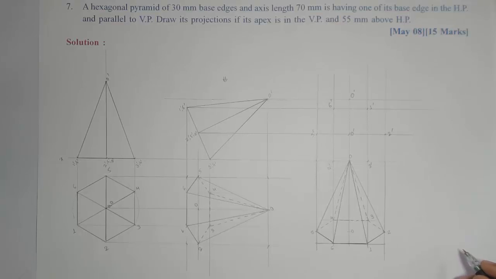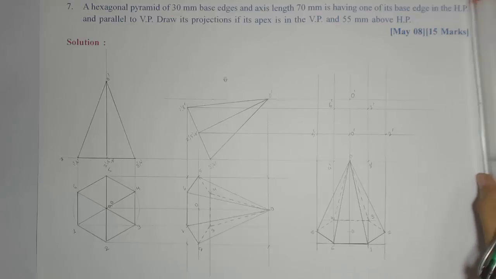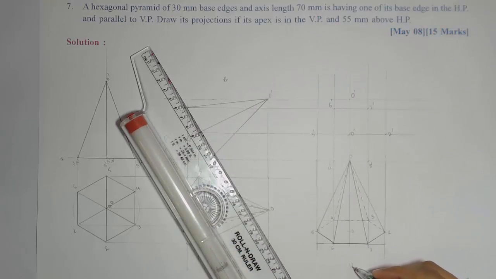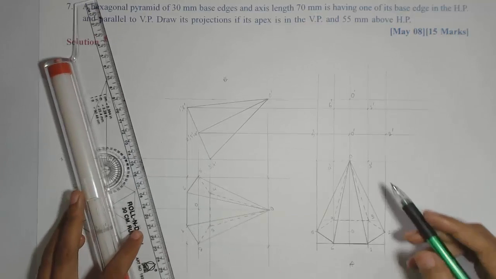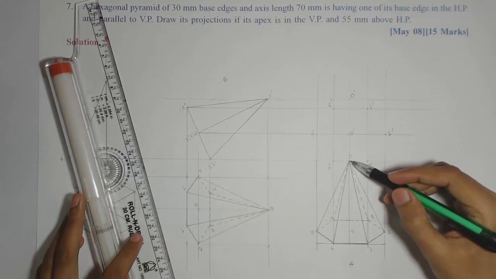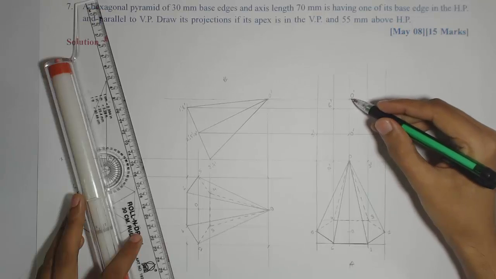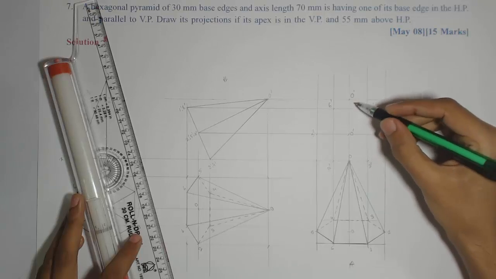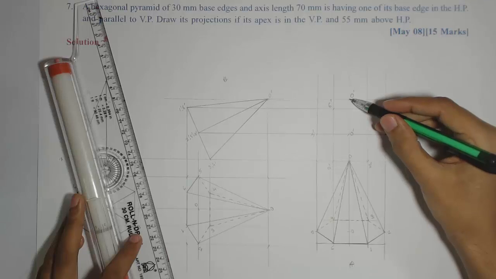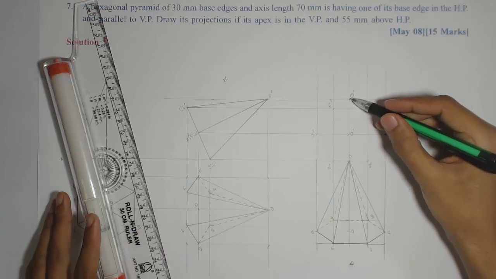Now we'll see how to mark the visibility. For that we'll first decide the observer position, and now for the observer, the apex is in the VP, so it is the farthest point for the observer. So initially all the lines passing through the apex are marked dotted, except for those lying on the boundary, the edges starting from O dash. Now this is the apex and this is the center of the base. So initially all the lines passing through apex, I'll get 6 slant edges from apex.